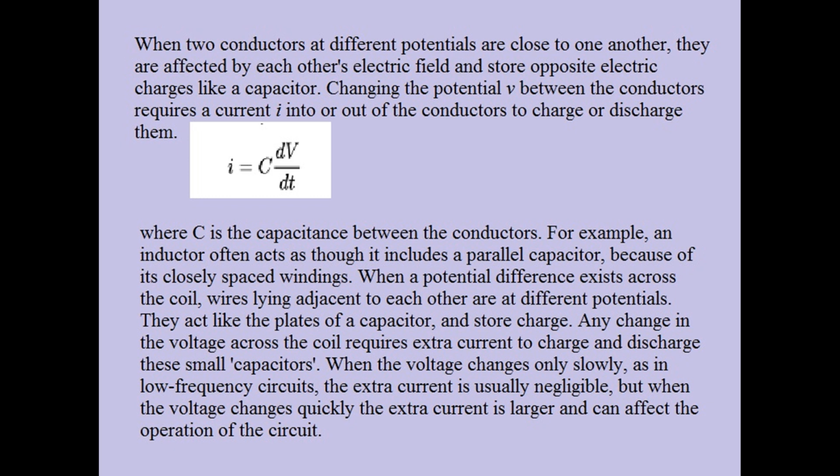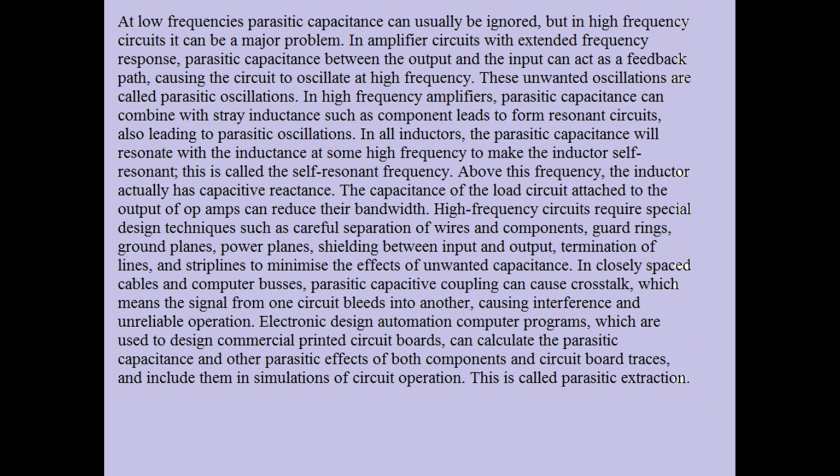When a potential difference exists across the coil, wires lying adjacent to each other are at different potentials. They act like the plates of a capacitor, and store charge. Any change in the voltage across the coil requires extra current to charge and discharge these small capacitors. When the voltage changes only slowly, as in low-frequency circuits, the extra current is usually negligible, but when the voltage changes quickly the extra current is larger and can affect the operation of the circuit. Coils for high frequencies are often basket wound to minimize parasitic capacitance.